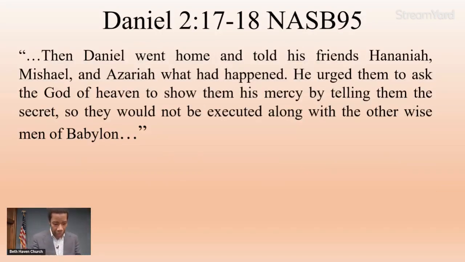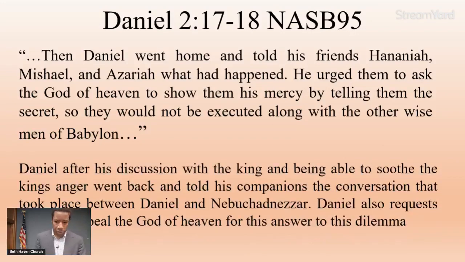Daniel chapter 2, verses 17 and 18. So I suppose Nebuchadnezzar granted that request because we read in the next statements that Daniel went home and told his friends, Hananiah, Mishael, Azariah, what had happened. He urged them to ask the God of heaven to show them his mercy by telling them the secret so that they would not be executed along with the other wise men of Babylon. Fascinating statement here. It says that after his discussion with the king, being able to soothe the king's anger, Daniel went back again and told his companions.